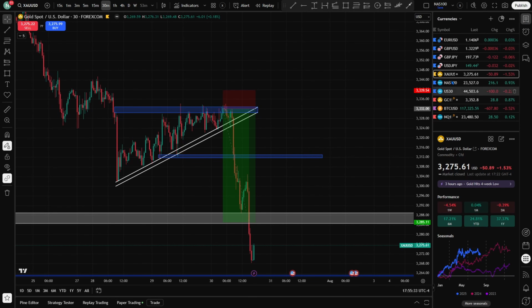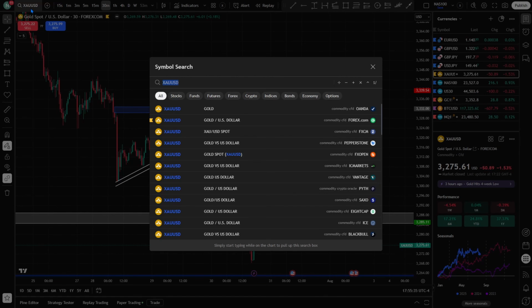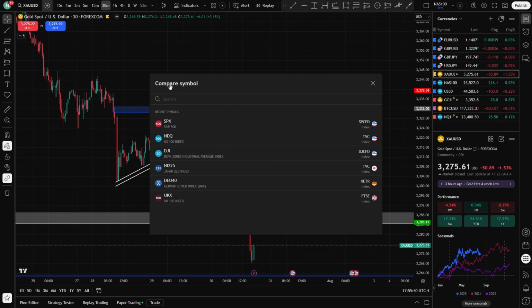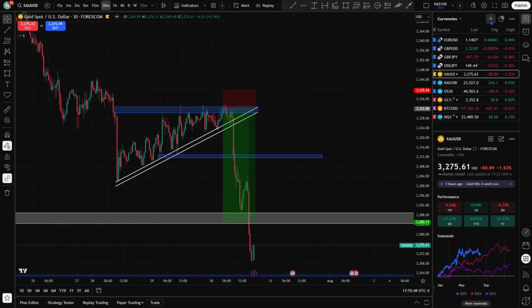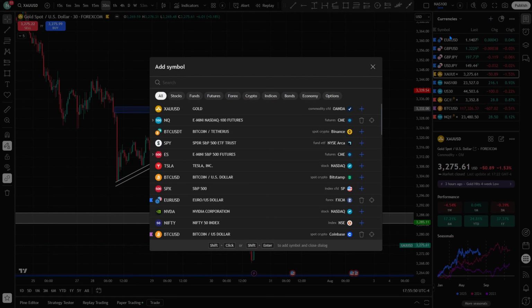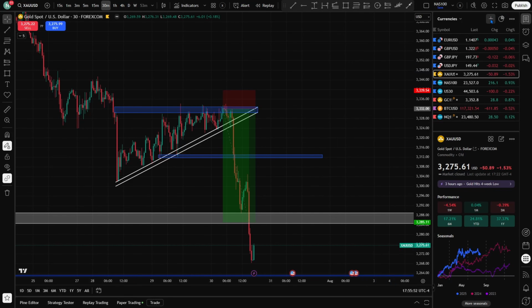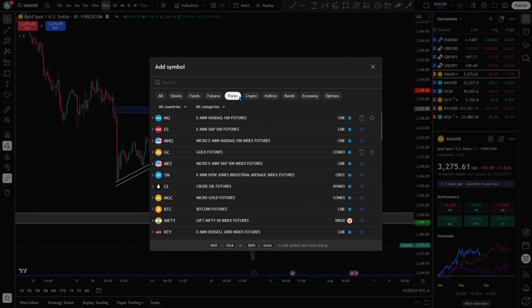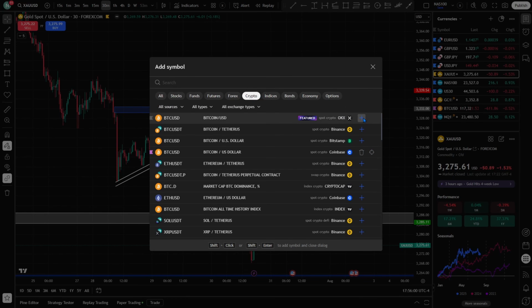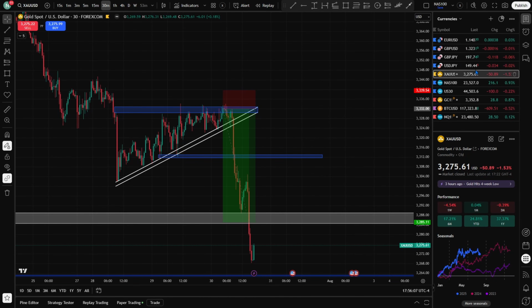So if you guys want to add your favorite pairs, you come up here and you can search your pair. You can hit add to watch list, or you can right click the symbol. Oh, you don't have to right click, you can just add it. There we go. So you have the add button at the top, and you can add whatever currency, whatever stocks, futures, forex, crypto, and you just hit add, and it will go directly to your watch list right here in this corner. So whatever pairs you trade there, you can add that to your watch list.